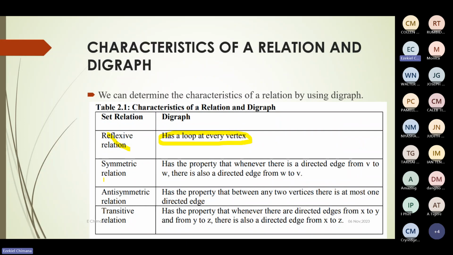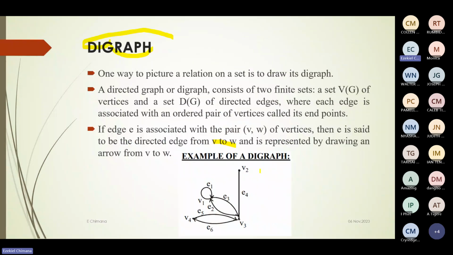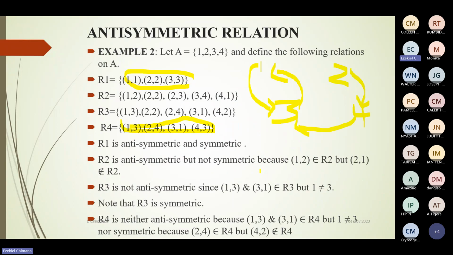Then a symmetric relation has the property that whenever there is a directed edge from V to W, there's also a directed edge from W to V. So there will always be an arrow going in the reverse direction.